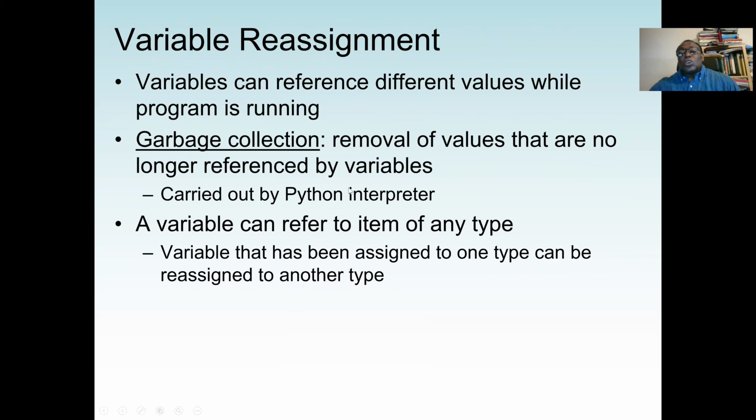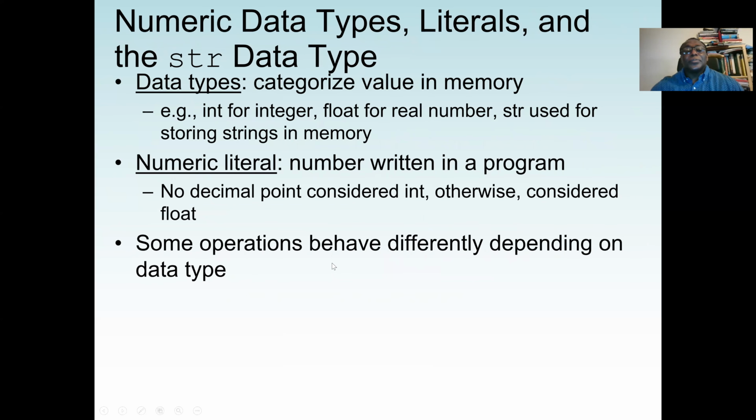Variables can also reference different values while the program is running. And we have something we call garbage collection. This is the removal of values that are no longer referenced by variables, and it is carried out by the Python interpreter. Also, a variable can refer to an item of any type. The data type can be any type.